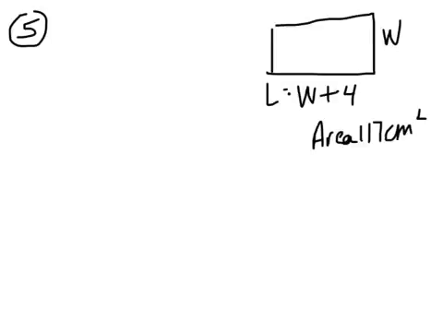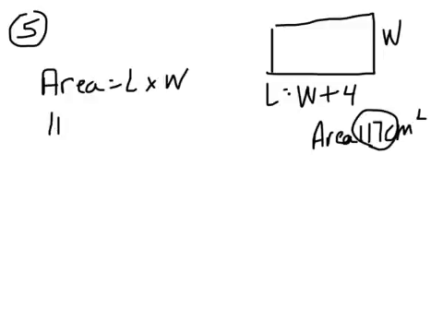Now when I see they're giving me the area, I need to think, ooh, I know the area for a rectangle. Area is length times width, right? Well, they want to know what the dimensions are. I know what the area is. It's 117, so let's plug it into the area formula. Length times width. I know that width, I called it W up here, just because when I was reading the problem, that just seemed to be a normal thing to do. And its length is W plus 4.